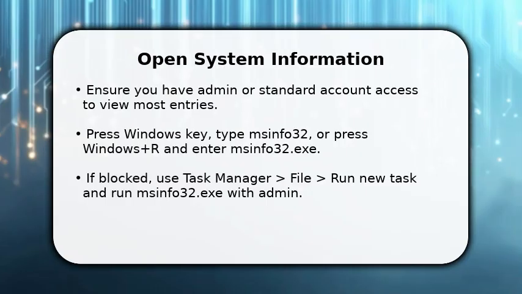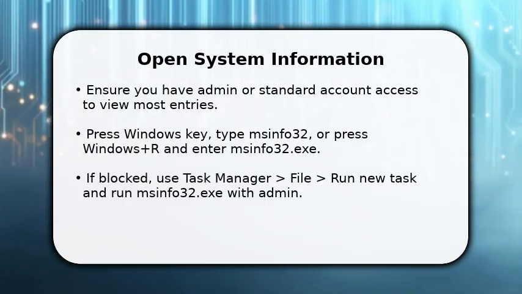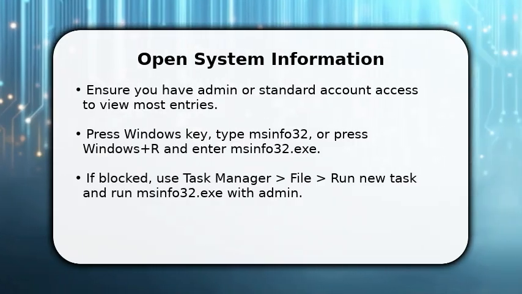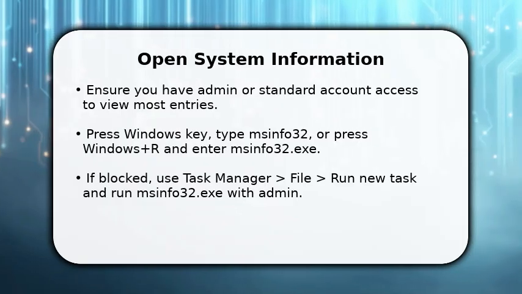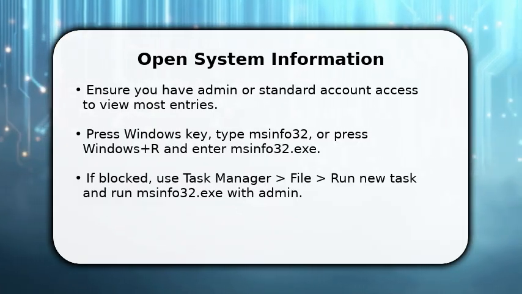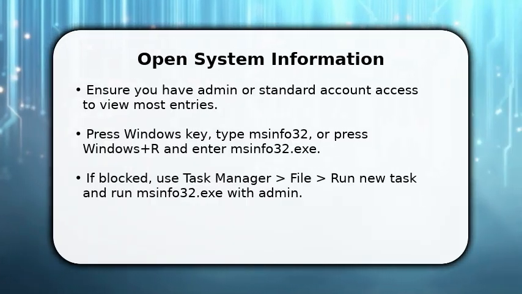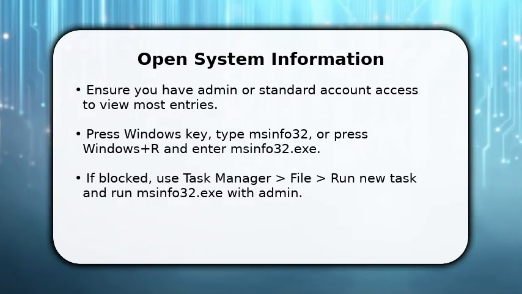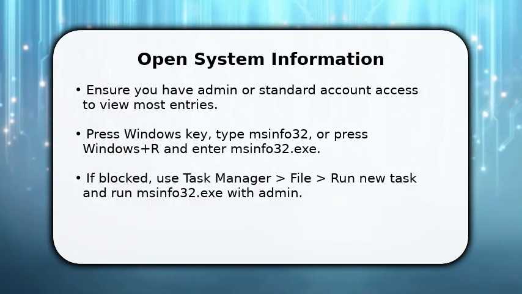You start by opening the System Information tool so you can see hardware and software summaries. First, press the Windows key and type msinfo32, then hit Enter. Once done, the app launches with the summary page. If the Start menu search is slow, press Windows plus R and type msinfo32.EXE, then press Enter.